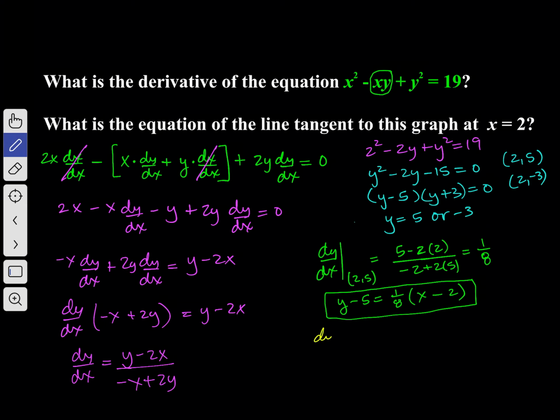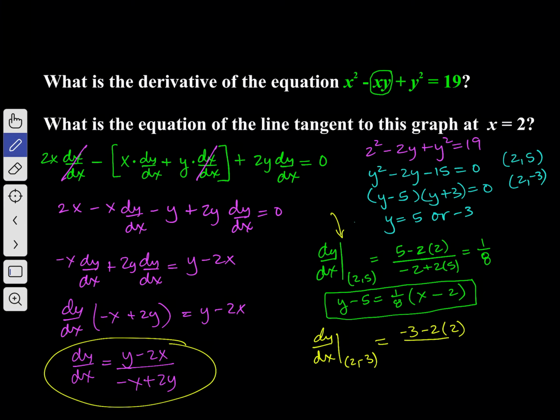All right, so let's find the derivative evaluated at (2, negative 3). This bar right here just means evaluated at. So the slope evaluated at the coordinate (2, negative 3) would equal, and I'm using this slope formula here, the y value, so negative 3 minus 2 times the x value, divided by the negative x plus 2 times the y value.